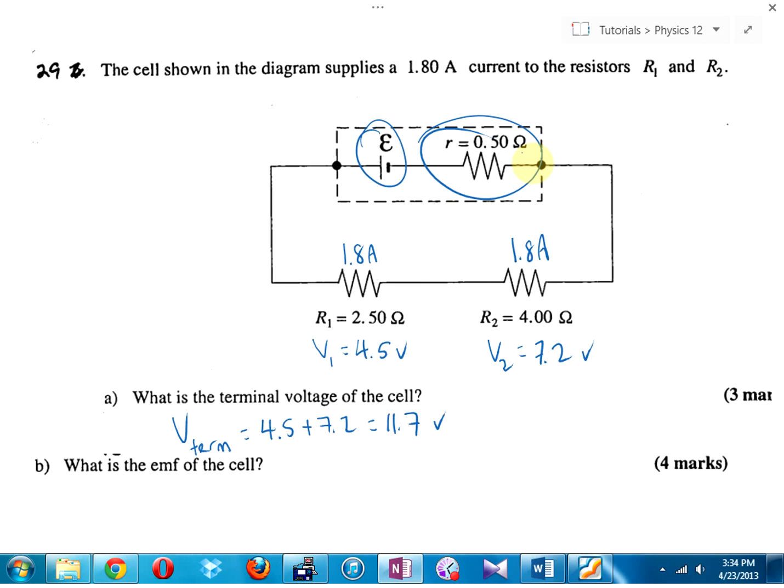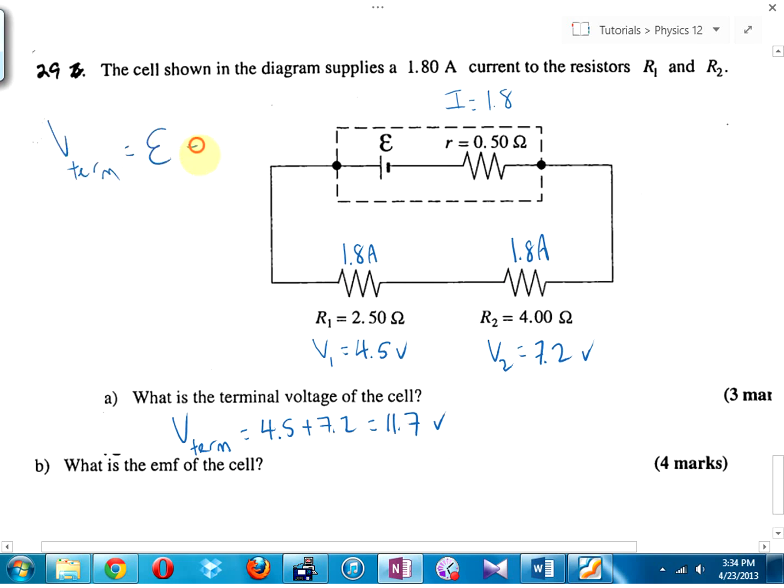You probably could have found it using an actual formula. You could have said, now I know the current in here is also 1.8, and gone V terminal equals EMF minus IR. Oh, no, you don't know the EMF, so you couldn't have used that equation there. But what are they asking me to find in part B? The EMF. What's the voltage drop going through the battery in this internal resistor? I can do that in my head. It's 1.8 times 0.5. I think I lose 0.9 volts going through there. So how high must my chairlift have been originally?